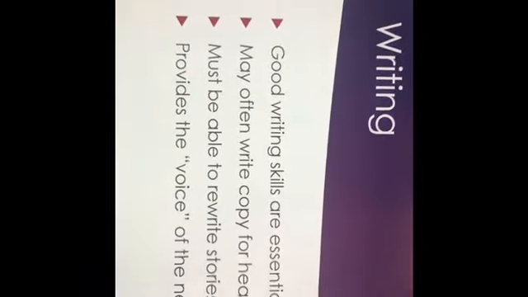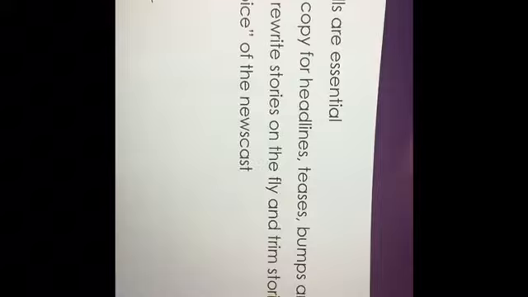Number 10, what are some things a producer may write? A producer may often write copy for headlines, teases, bumps, and transitions. Almost everything else is written by the reporters themselves, but the stuff that links the stories together and creates that flow, that's usually done by a producer. They write like a skeleton or an outline of a script, and then the reporters fill in the holes, the stories with their own words.